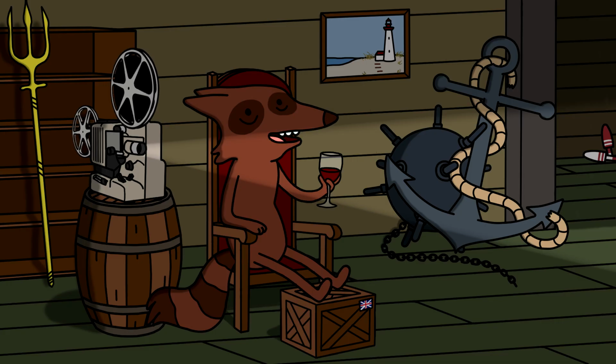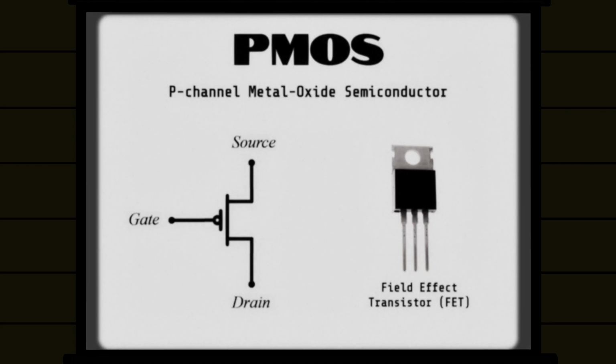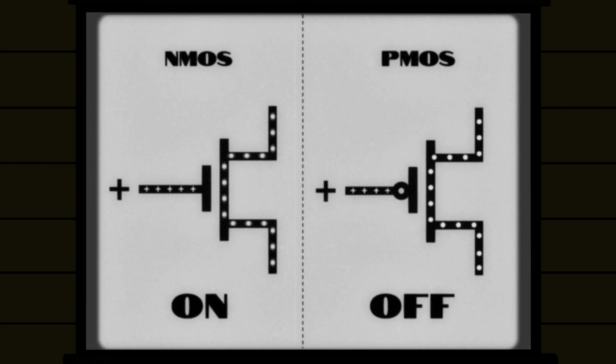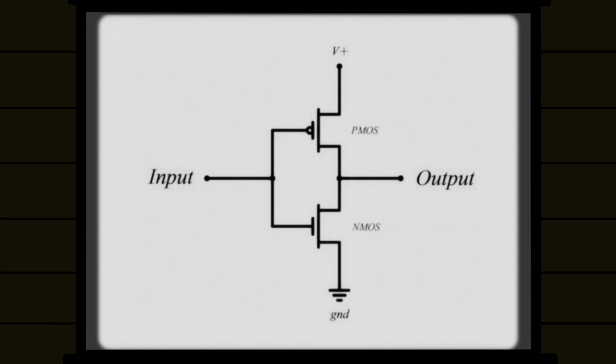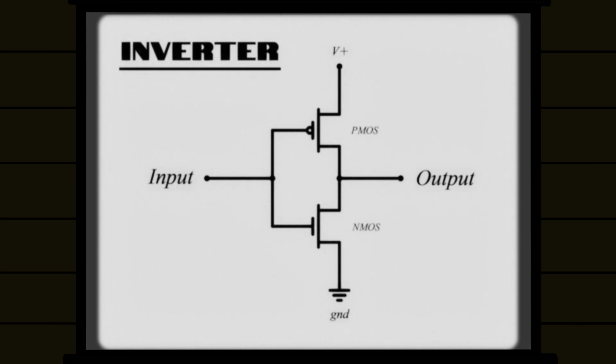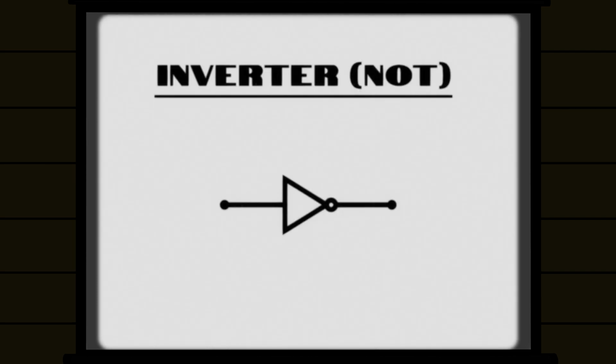And the other type of transistor I would like to talk about is the PMOS, which does the complete opposite of the NMOS. When the two of these transistors are arranged in series like this, we get an inverter, or a NOT gate. If I input a 0 into the inverter, it will output a 1, and when I input a 1, it will output a 0.